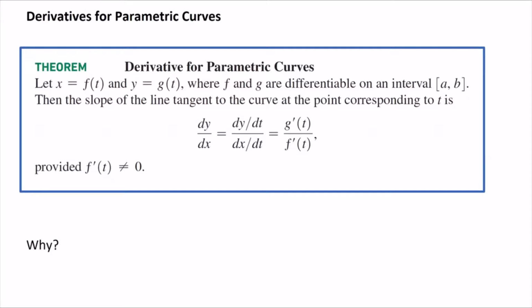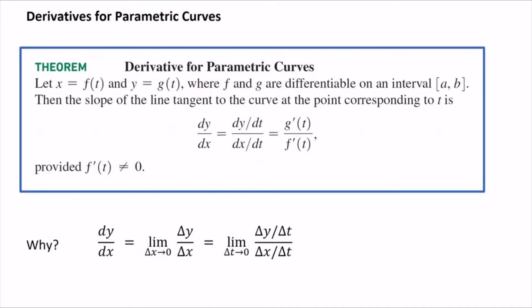So why should this result seem reasonable? Roughly, here's the idea. dy/dx equals the limit as delta x goes to 0 of delta y all over delta x by our definition of the derivative.